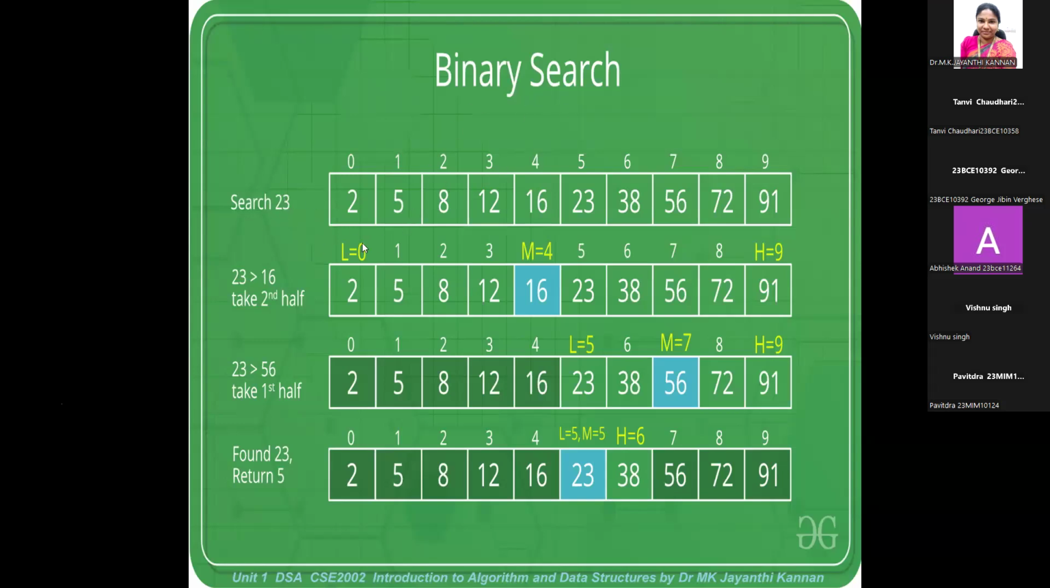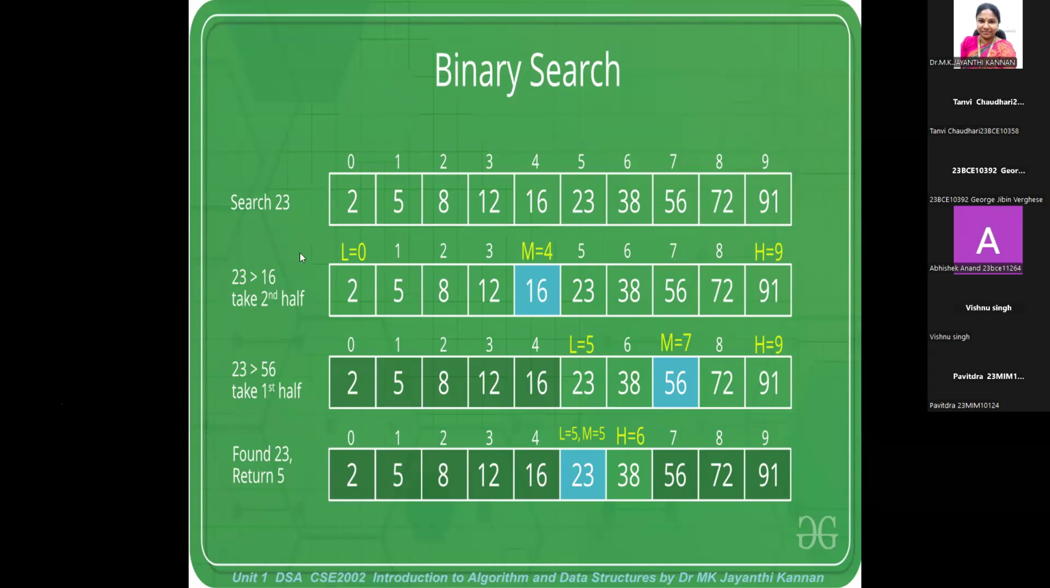As per the logic, we are taking the lower bound and upper bound. Lower bound is 0, upper bound is 9. We are finding out the midpoint. Lower bound 0 plus 9, 9 divided by 2, 4.5. So we are taking the midpoint as 4.